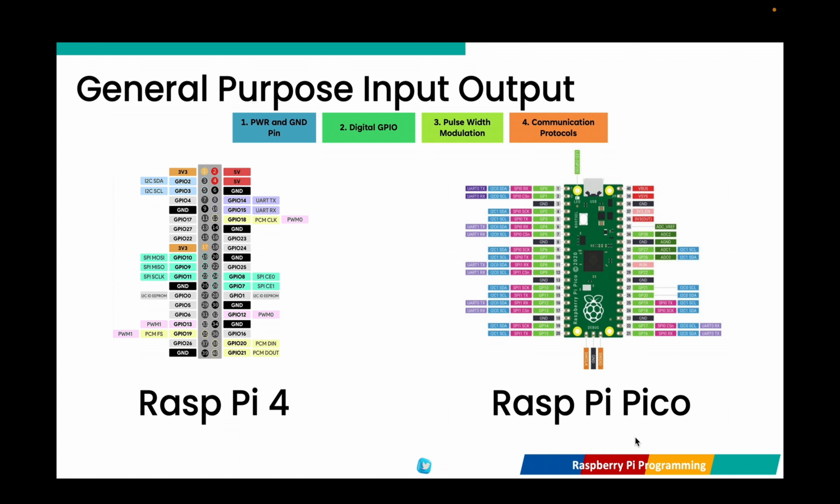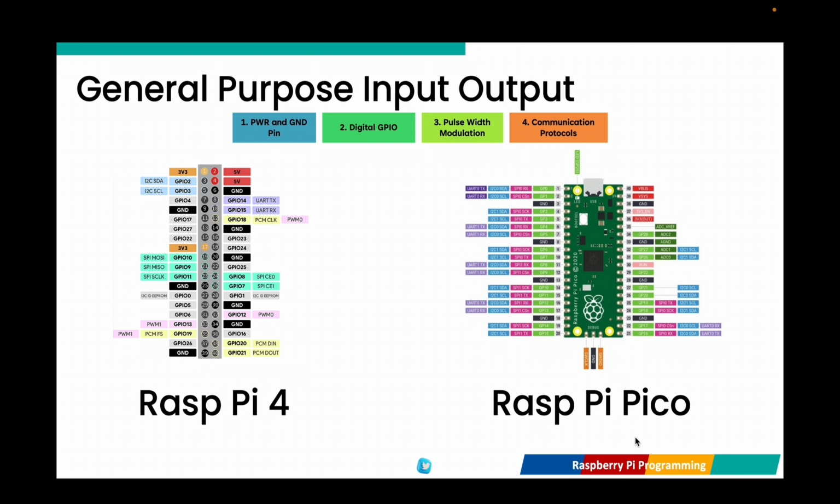The second class is SPI, which stands for Serial Peripheral Interface, used for fast data transfer such as with SD cards and high-speed sensors. Both boards support 2 SPI buses, but the Pico allows dynamic selection.